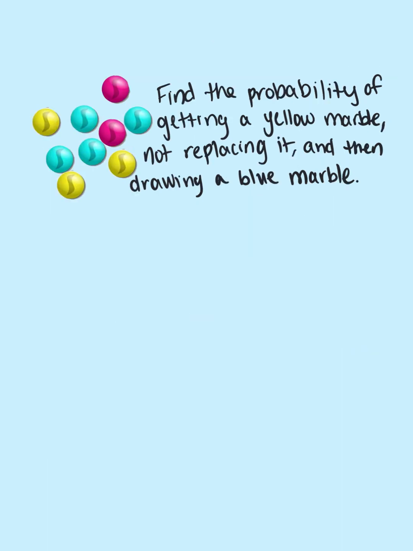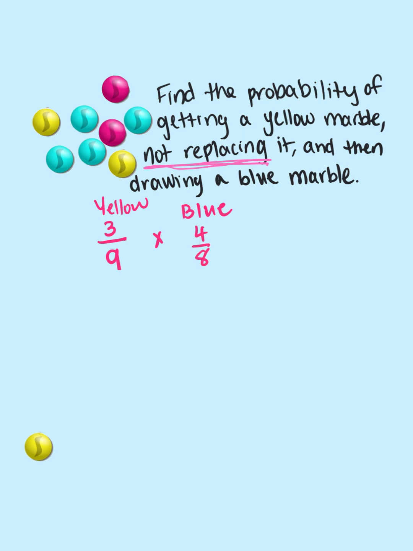Okay, so let's do another one. Find the probability of getting a yellow marble, not replacing it, and then drawing a blue marble. We know that because it's not replacing it, this is a dependent event. So the probability of getting a yellow marble, there's 3 yellow marbles, so this is my yellow, out of 1, 2, 3, 4, 5, 6, 7, 8, 9. Times, for my blue, we're going to assume this turquoise color is a blue. So there's 4 out of, but wait, because we just said we got a yellow, we're assuming that that happened, so we take one of the yellows away. So now there are 8 marbles.